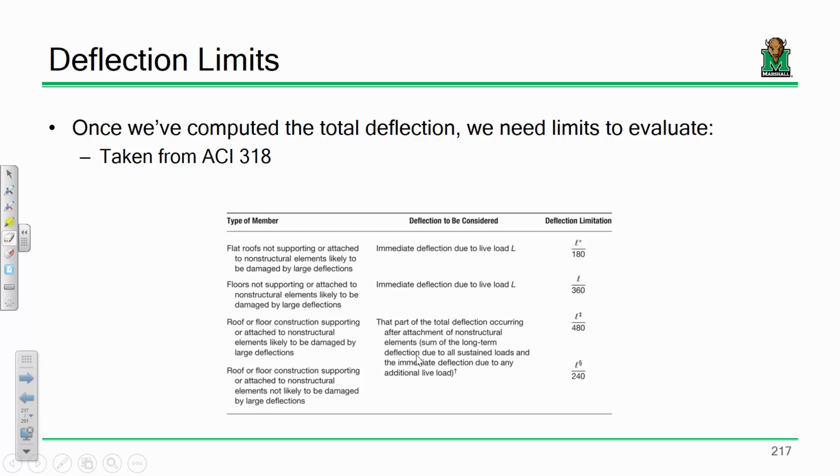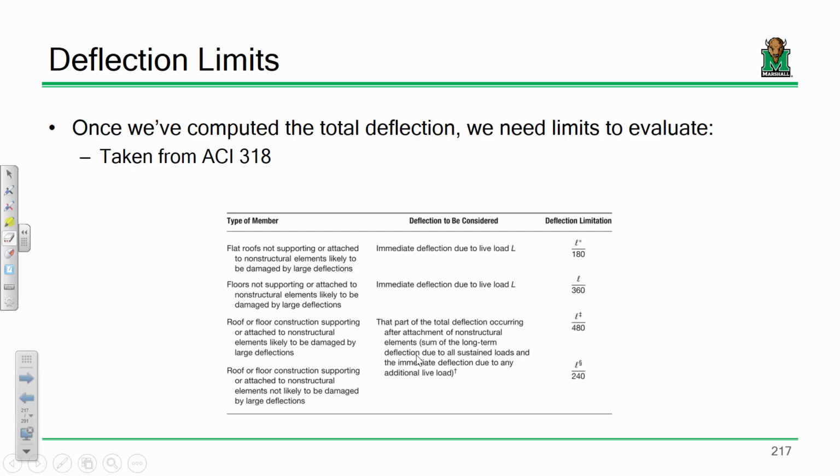Okay, so the type of members. The first one says flat roofs not supporting or attached to non-structural elements that are likely to be damaged. Whereas the second one says floors not supporting or attached to structural elements that are likely to be damaged. And if you look at your deflection limits, here we have L over 180 versus L over 360. So we take the span length and we divide it by either 180 or 360 to assess our immediate or instantaneous deflection.